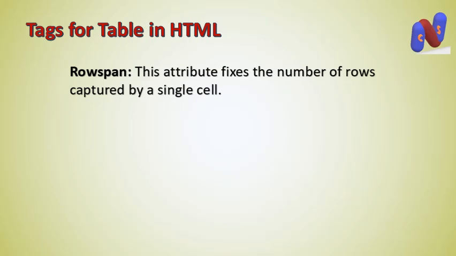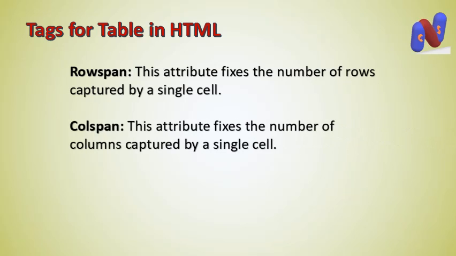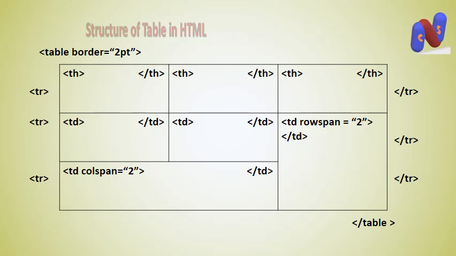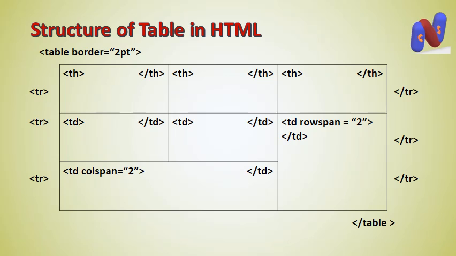Rowspan. This attribute fixes the number of rows captured by a single cell. Colspan. This attribute fixes the number of columns captured by a single cell. Now you can see the structure of a table in HTML.